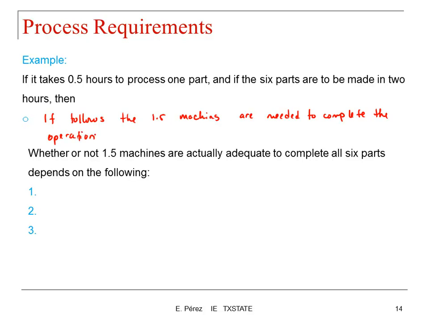So you have only 2 hours to complete these 6 units. So in one machine, you can only complete 4. So that means that you need an extra machine to complete the other 2. So that's what that 1.5 means. You need 2 hours for one machine and then 1 hour for the second one.